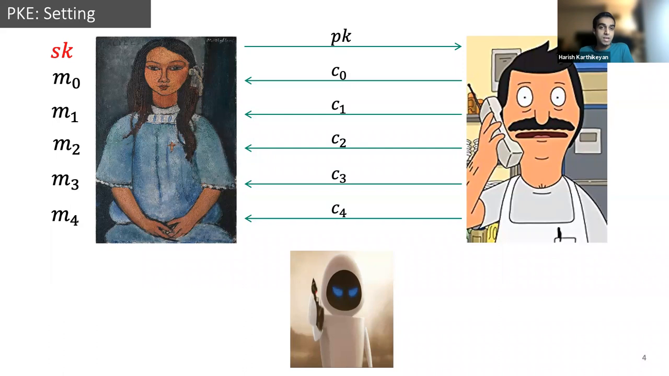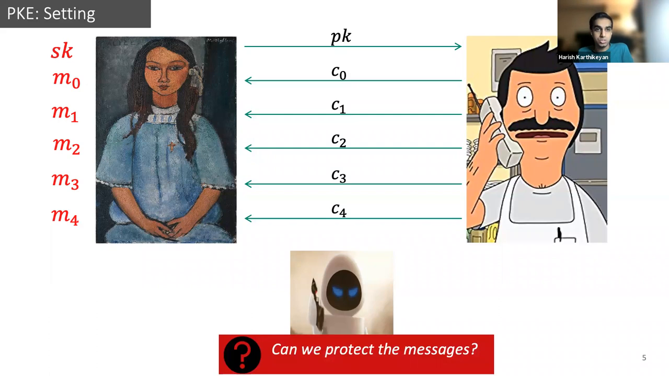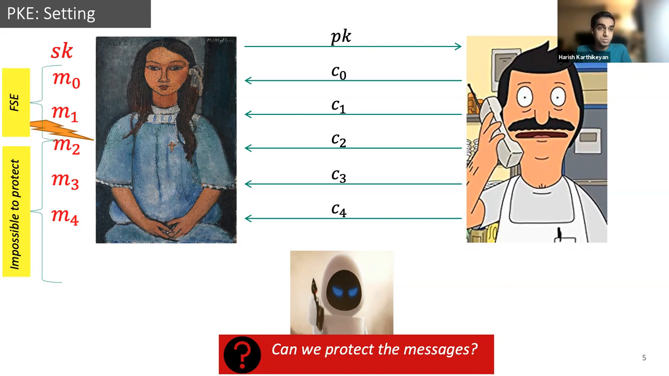Now it is obvious that if Eve has kept track of ciphertexts C0 through C4, she can use the secret key to decrypt the ciphertexts to recover the underlying messages M0 through M4, making all of them insecure. Now, the question we ask ourselves is, can we protect the messages? Let's take a more granular look at when the compromise happens. Let us assume that the compromise has happened sometime between Alice decrypting C1 and Alice decrypting C2. Now, the problem is that the messages M2, M3, and M4 are impossible to protect, whereas the goal of forward secure encryption is to protect M0 and M1 because those messages were received before the corruption happened.